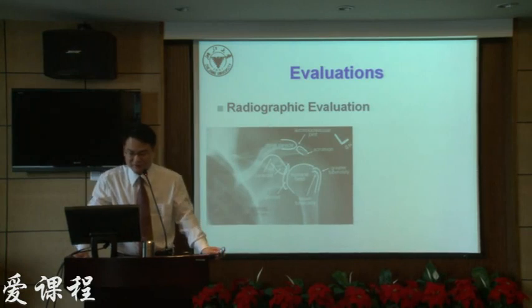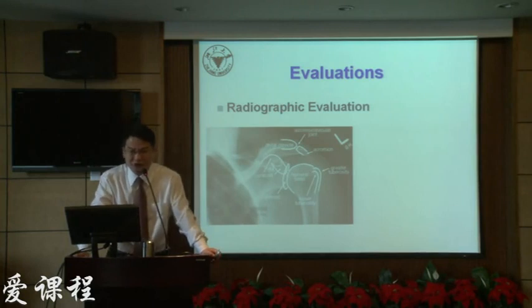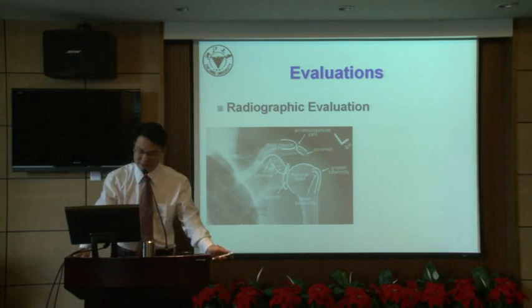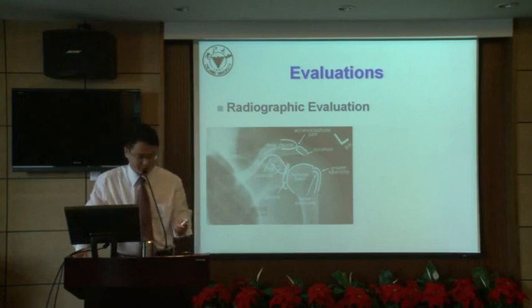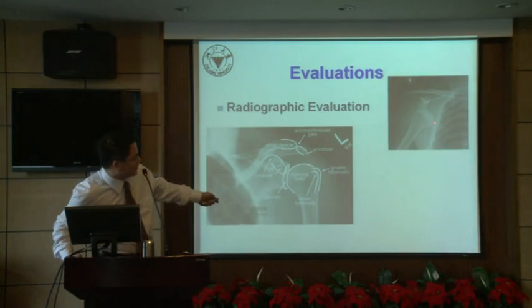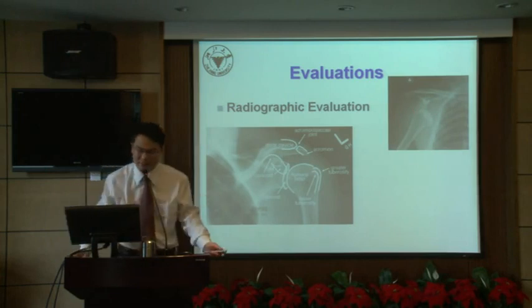X-ray is the most commonly used imaging to diagnose shoulder dislocation. Here is a normal shoulder. As I showed here, this is the humeral head and this is the glenoid. Here is the greater tuberosity, and this anatomic relationship is normal. But for a dislocated shoulder, you will notice that the humeral head is located here, anteriorly and inferiorly. If you look carefully, you will find a little fracture of the glenoid of the scapula.